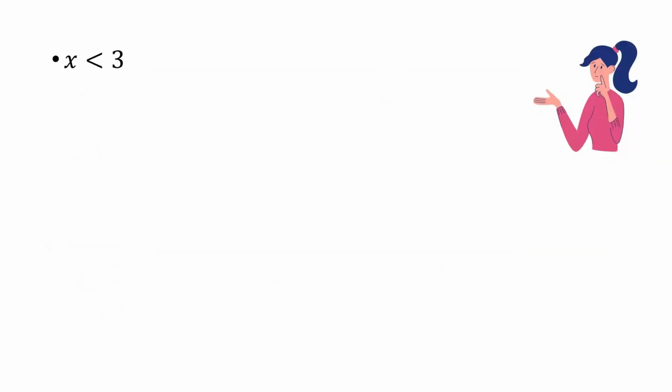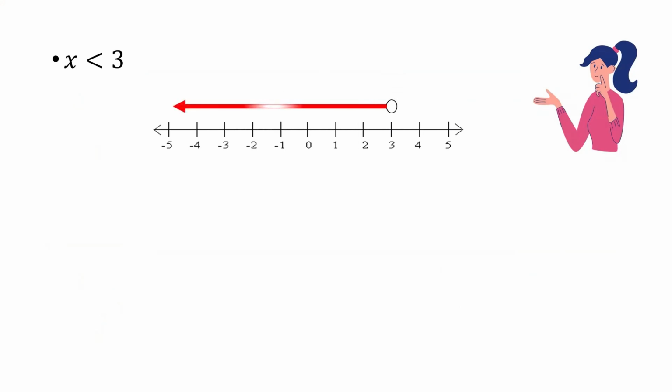So let's talk about the next one. The next question is x is less than 3. You can show it on the number line. Here you can see the number 3 is circled and the arrow is going towards the left side, which means all the lesser values.